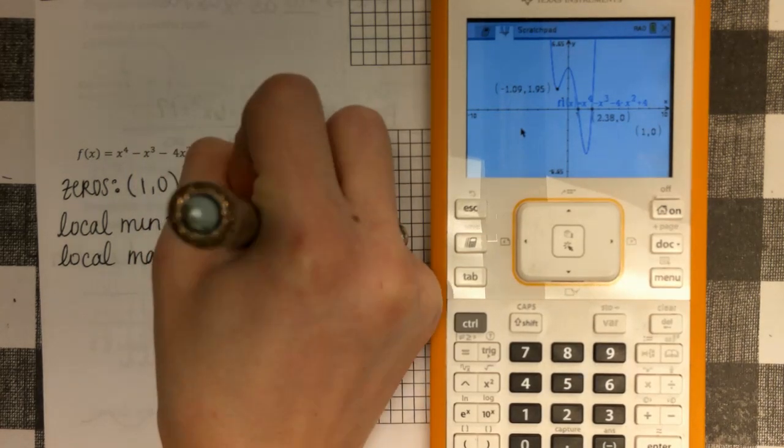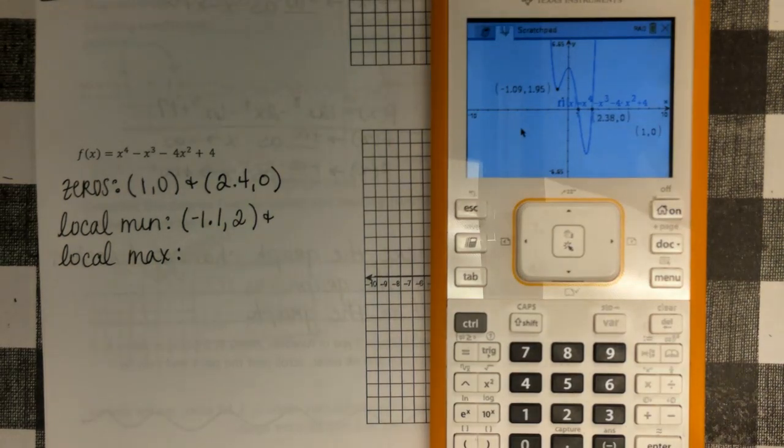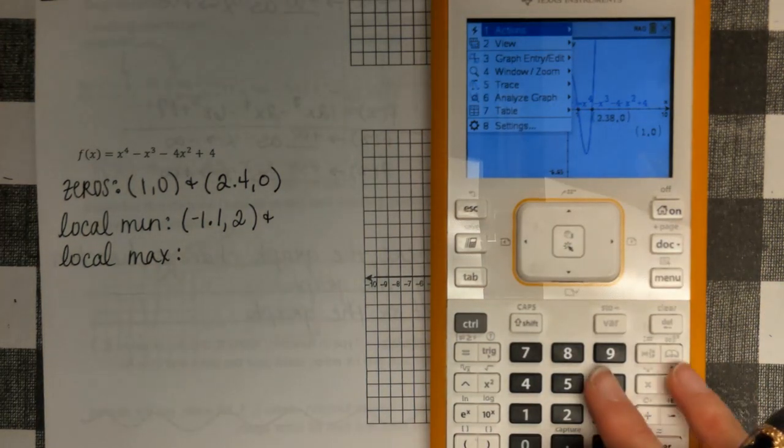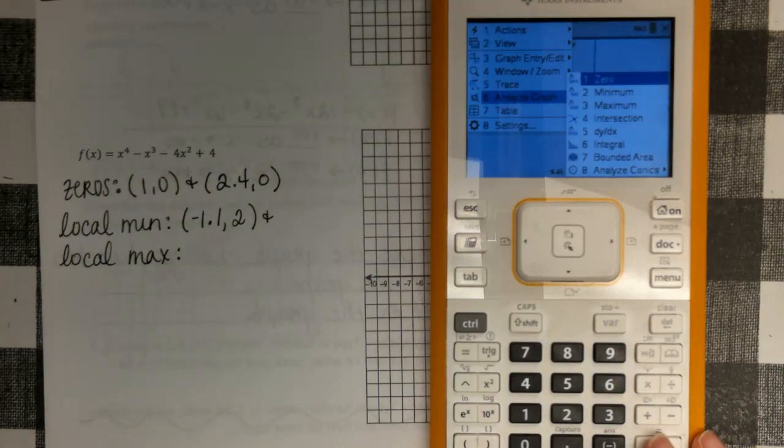Negative 1.1 and 2. And then Menu 6. I'm going to do my next minimum. If you want to do the maximum because it's in the middle, you can. I'm going to do my next minimum.